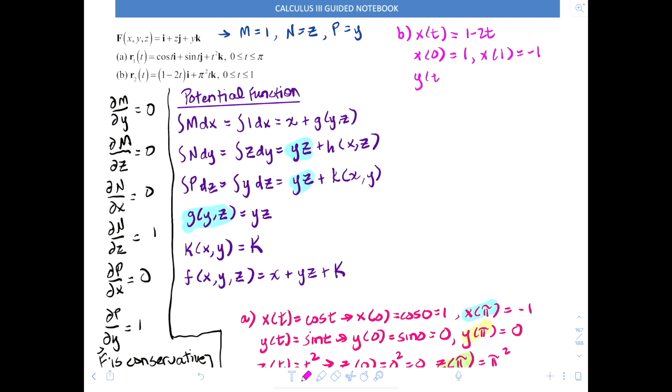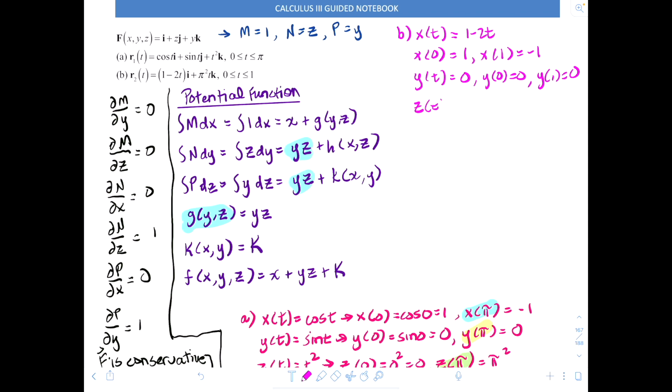Y at t is pi 0, right? There is no y at t. So y is always 0 no matter what. And so that means that y at 0 is 0 and y at 1 is 0.